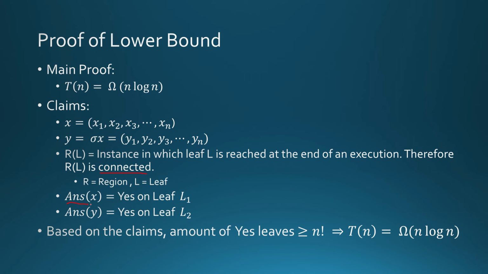The fourth claim is that when we solve for x, we'll get an answer of yes on leaf L1. And then if we were to get an answer for y, we'll get another yes, but on a separate leaf, L2. And this is going to be important in proving the lower bound later on. So based on these claims, the amount of yes leaves has to be greater than or equal to n factorial, because it has to be in a different leaf. So then that means that the time complexity will give us omega of n log n.